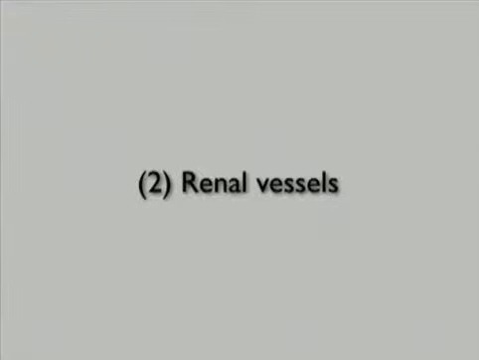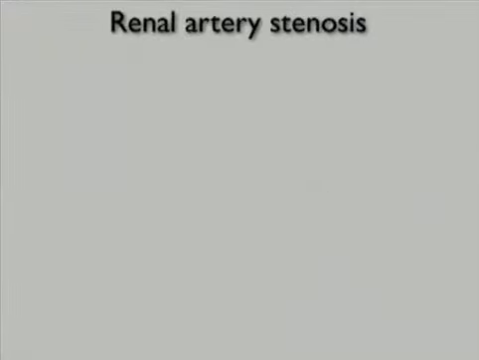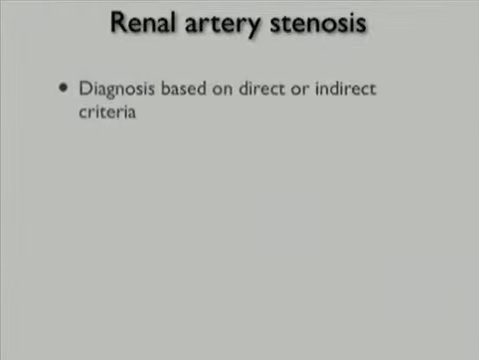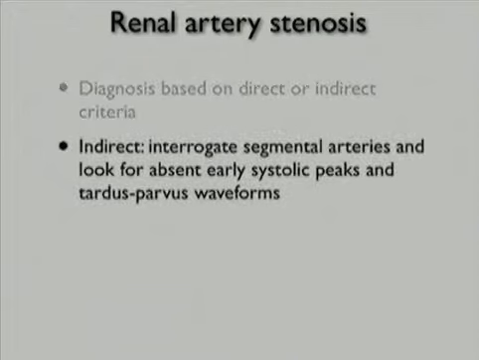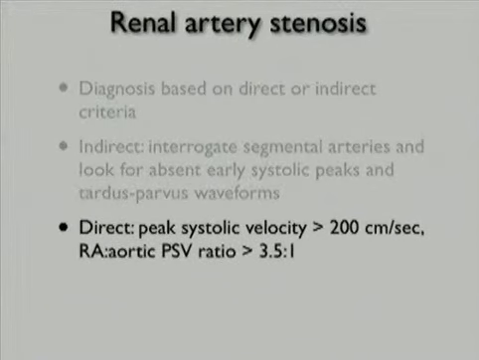Now let's shift to the renal vessels, starting off with the renal arteries. The main reason we get asked to look at the renal arteries is for stenosis in patients with refractory hypertension. The diagnosis can be based on either direct or indirect criteria. For the indirect criteria, you interrogate the segmental arteries and look for absent early systolic peaks and tardus parvus waveforms. The direct criteria require accurate angle-corrected velocity measurements in the main renal artery of at least 200 centimeters per second.